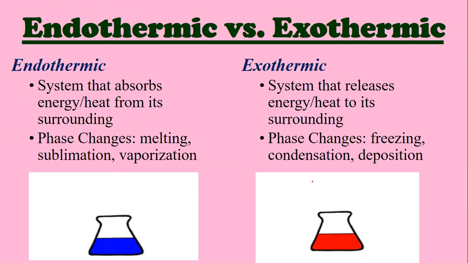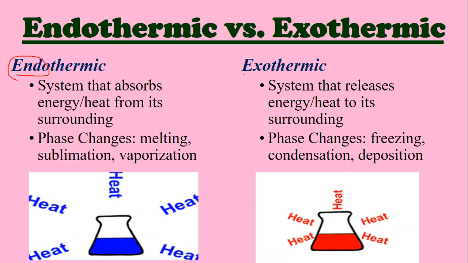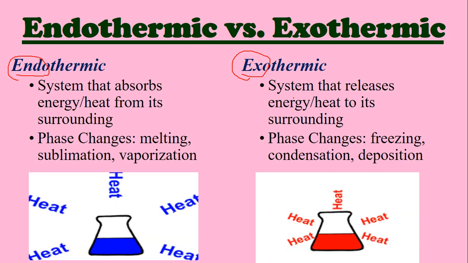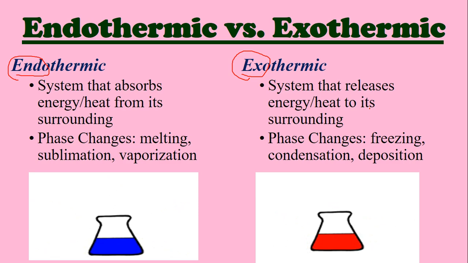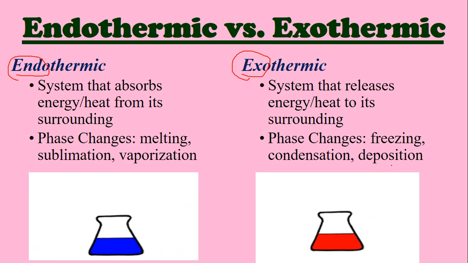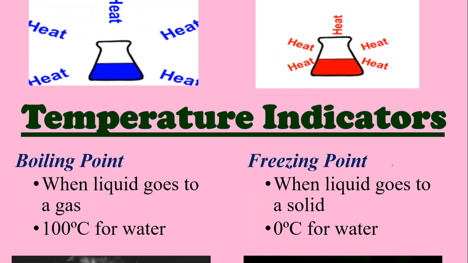Now, when you also talk about these phase changes, you can talk about them as being endothermic or exothermic. Endothermic means that the system is going to absorb or take in heat or energy. When I hear endo, I think inside. And the phase changes that are endothermic are melting, sublimation, and vaporization. Exothermic, the exo prefix means exit or to leave, or release. So this releases energy or heat to the surroundings. So the phase changes that are exothermic are freezing, condensation, and deposition.